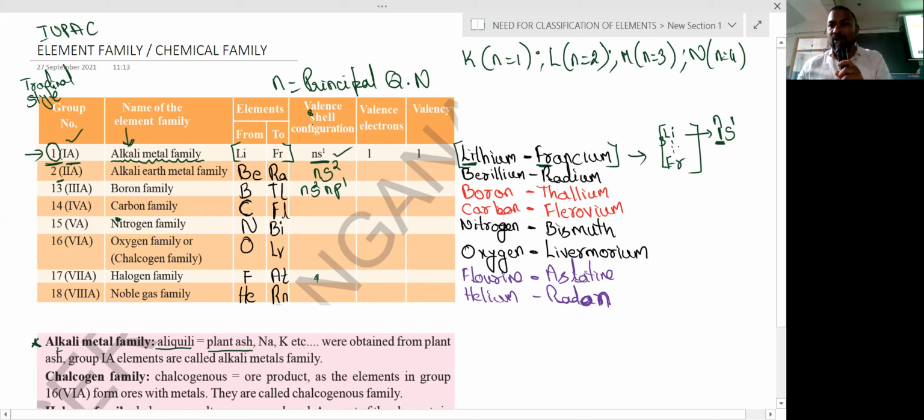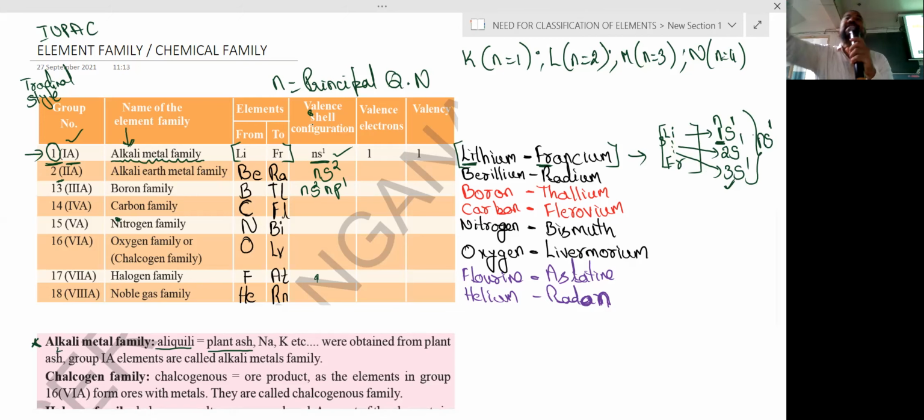If you go to the second element, it becomes 2s1. If you go to the third element, it becomes 3s1. Instead of calling it 1, 2, 3, 4, the general electronic configuration I am giving is ns1. As the orbit increases, if it is in the first orbit we call it 1s1, if in the second orbit 2s1, if in the third orbit 3s1. All are ns1 at the last.